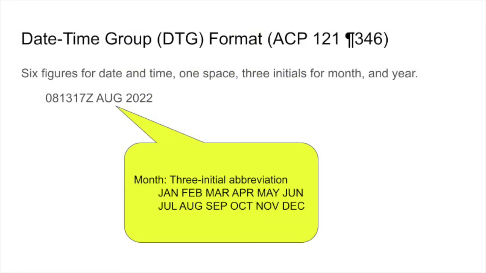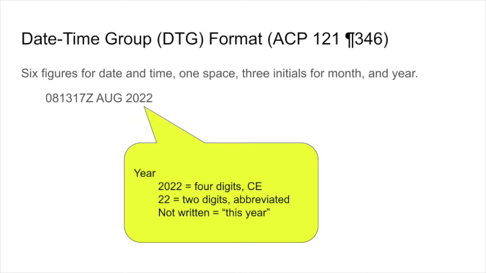Next up is our month, the abbreviation with 3 initials. Following that is the year. If there is no year defined, it obviously means it's this year. There could also be the 4-digit version of the year or a 2-digit version of the year.